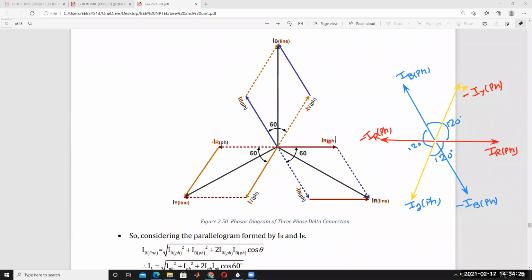IR phase, this phase and this phase. The resultant of these two is called IR line. It's clear? So IR line is called the resultant of these two, that is this. It's called IR line. Similarly, the remaining phases also.